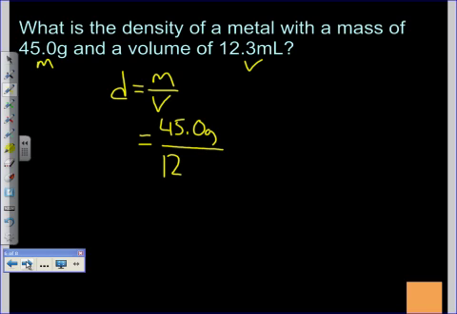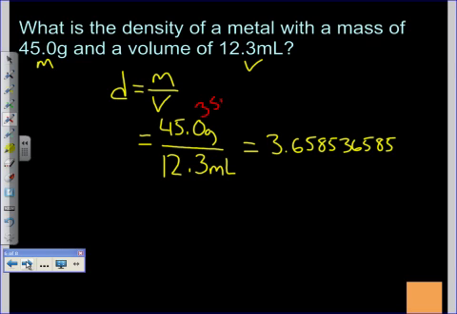45.0 grams over 12.3 milliliters. Then it's a matter of punching it in the calculator. When you punch it in the calculator, you get the usual big, giant, massive number, 3.6585366585. Okay, obviously that's not what we want to write down for our answer, so we go to sig figs.